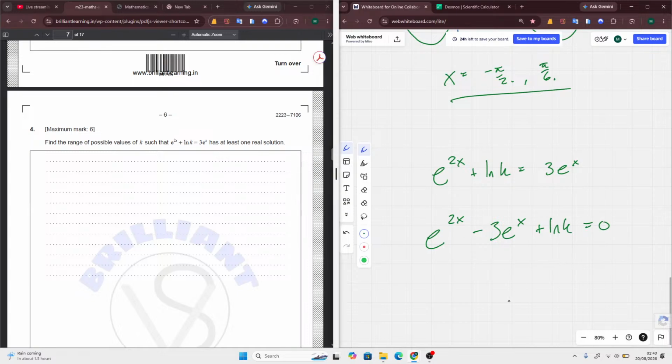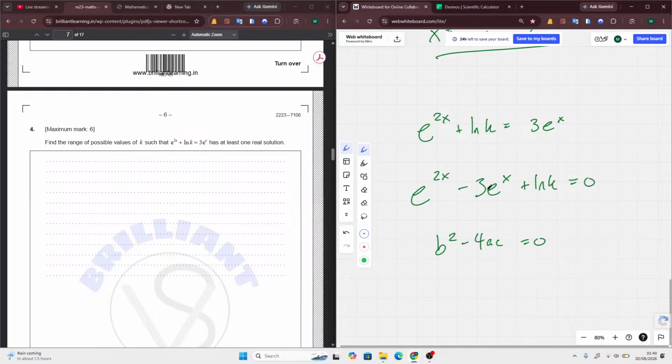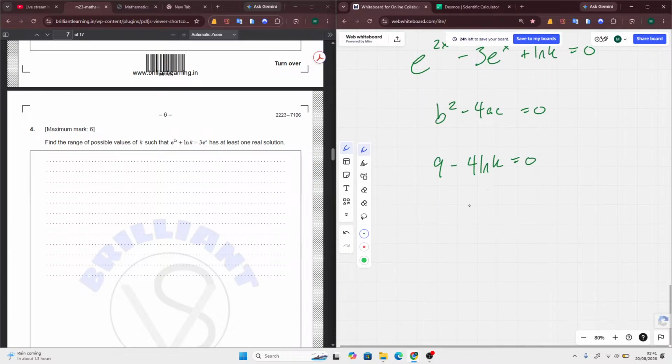If we're saying there's going to be one real solution, then the discriminant is going to be equal to 0. Whenever something specifies a number of solutions, whether no solutions, one solution, or two solutions, it's a discriminant problem, like 99% of the time. So our b value here is negative 3. So this is going to be 9 minus 4, and we've got 1 and ln k, so minus 4 ln k equals 0. And so we get 9 over 4 equals ln k. And then e to the power of 9/4 is k.